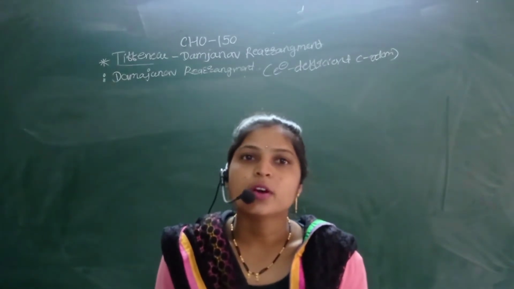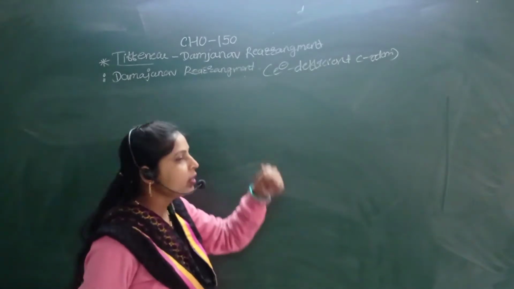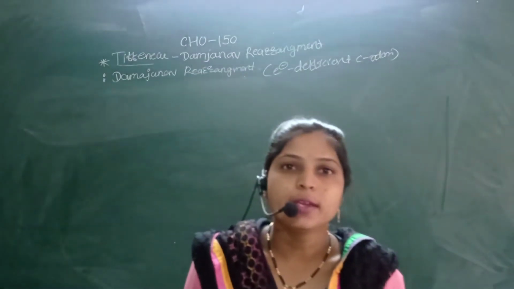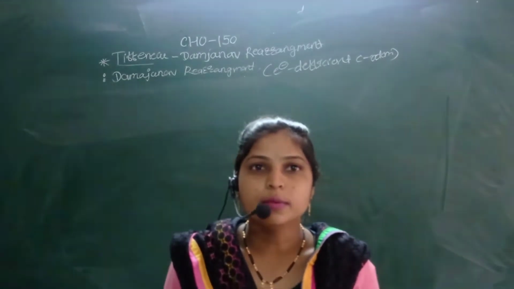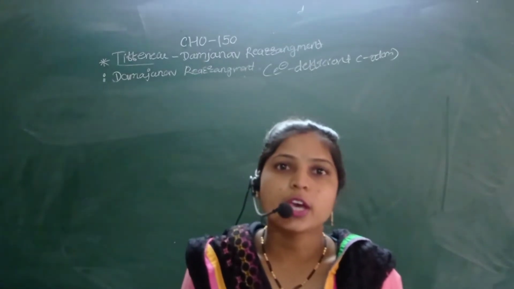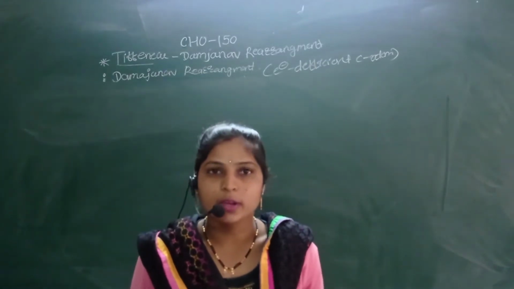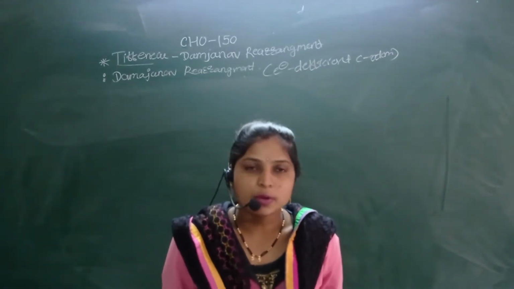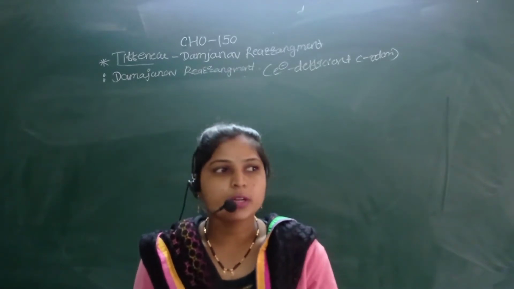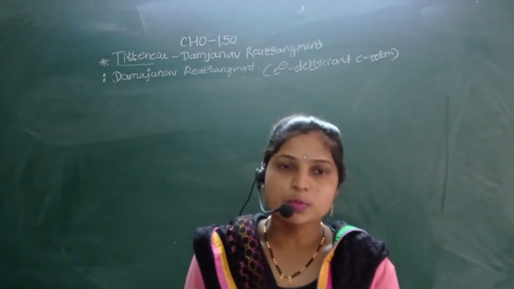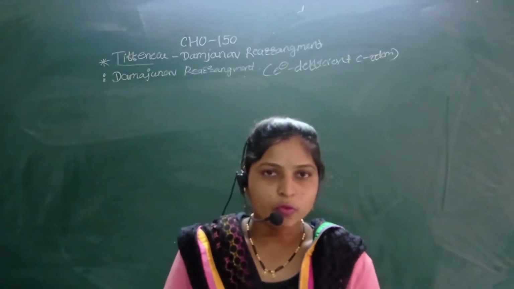So in this rearrangement, first of all we have to discuss what the Demjanov rearrangement is, and then the variant, the Tiffeneau-Demjanov rearrangement. First of all, a 1,2 migration takes place through the formation of a carbocation, which is formed from the diazonium reaction. So this is the Demjanov rearrangement. In this rearrangement, ring expansion or ring contraction will take place, depending on which type of carbocation can be formed.